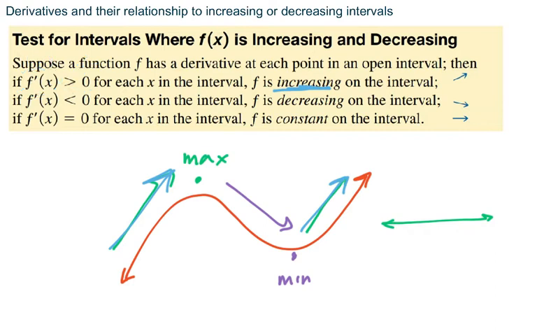The second piece says, well, what if the derivative is less than 0? Less than 0 means we have a negative slope, or that graph is going to be falling left to right, otherwise known as decreasing. And if the derivative is equal to 0, that means we would have a slope of 0, or the graph would be constant on that interval.